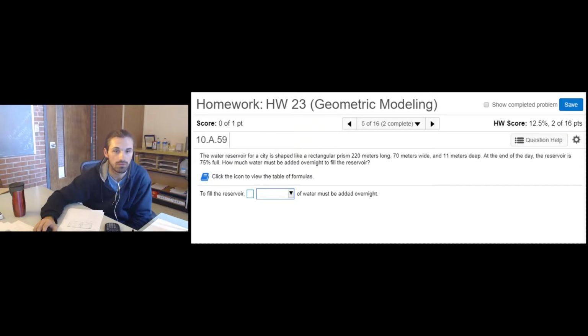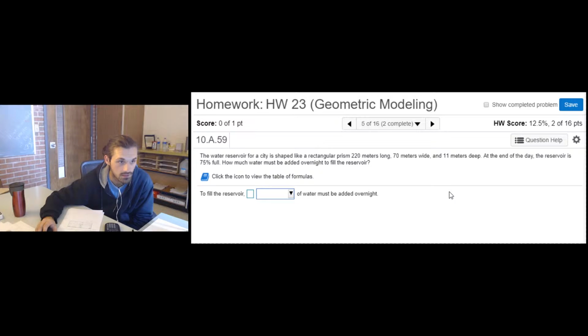So problem 5. Yep. The water reservoir for a city is shaped like a rectangular prism, 220 by 70 by 11. At the end of the day, the reservoir is 75% full. How much water must be added overnight to fill the reservoir?